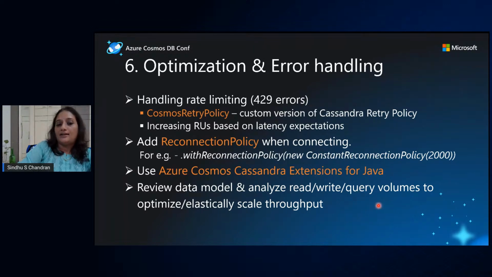And finally, what we learned is that you get charged the same if your record is 0.1 KB or 1 KB. So it helps to have a data model which is suitable to that, and it is important to analyze the read, write, and query volumes so that we can manage the throughput, provision RUs, elastically scale, and do all of those.